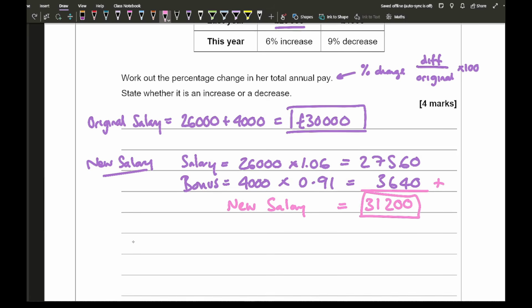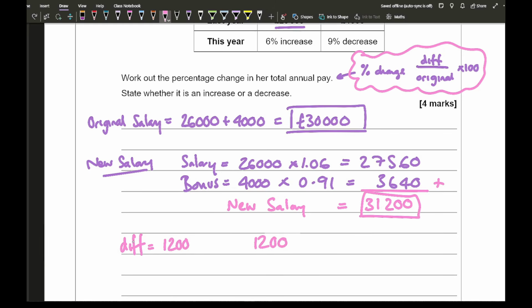So then using this formula to work out the percentage change, it's going to be the difference, which is 1,200. So it's going to be 1,200 divided by the original salary, which was 30,000, multiplied by 100. And so if we do that, 1,200 divided by 30,000, and we multiply that by 100, it comes up as 4%. And as you can see, the salary has increased, so we need to write a 4% increase.